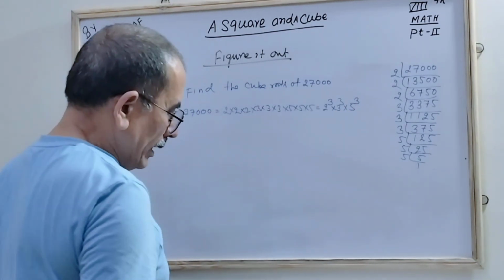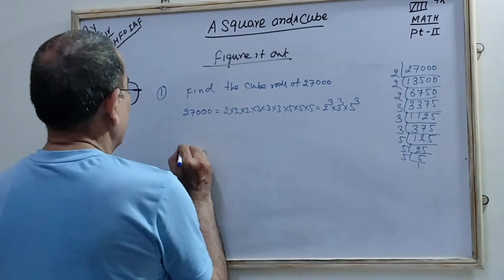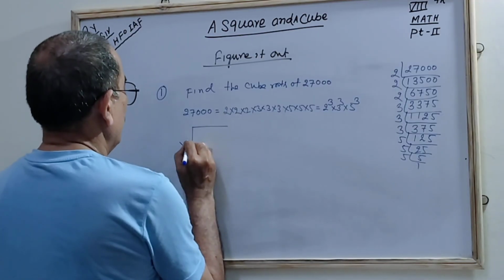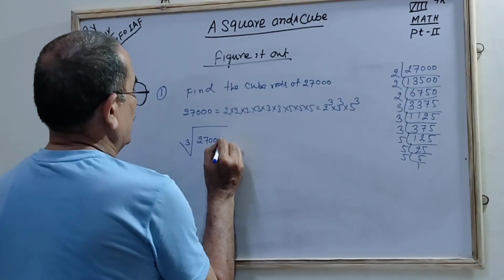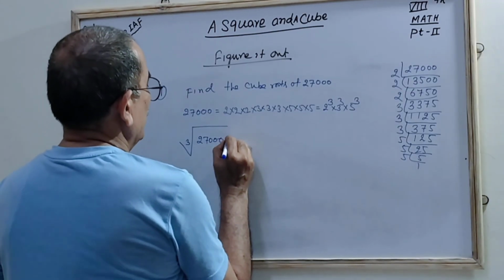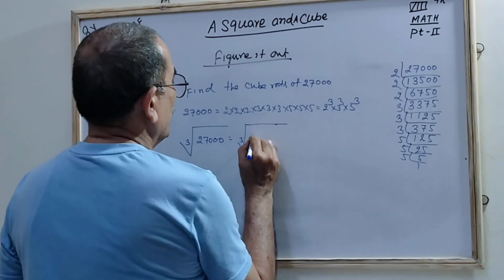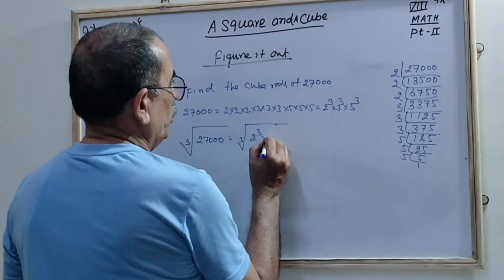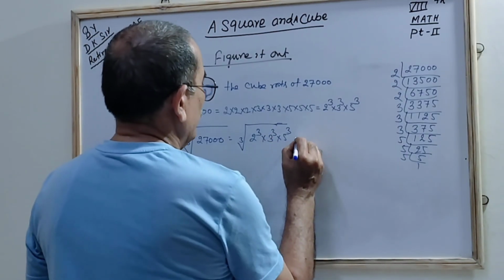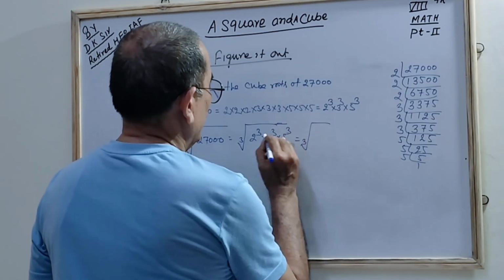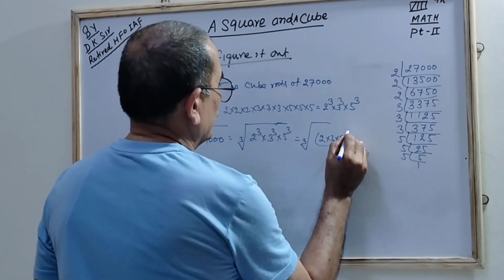So you have to find the cube root. The cube root means you have to write it like this: the cube root of 27,000. What are you going to write? 2 cube, 3 cube and 5 cube. Correct? So you can write it very well like this: 2 into 3 into 5, the whole to the power cube.